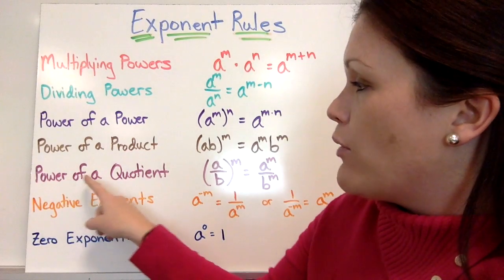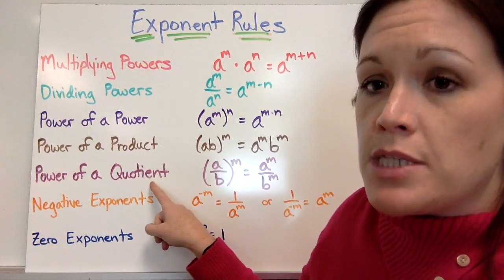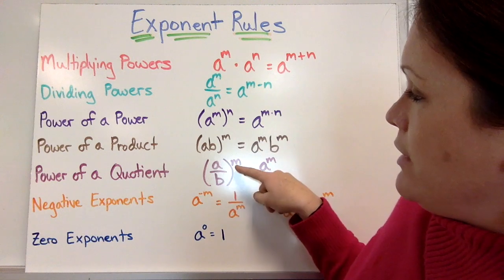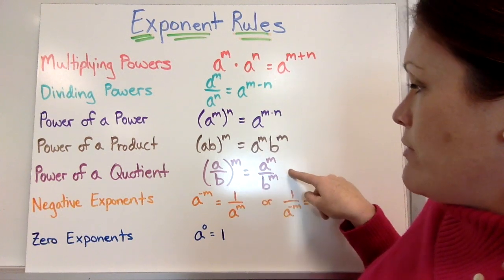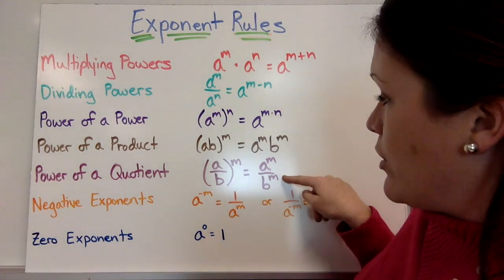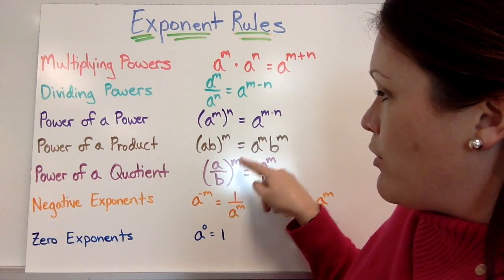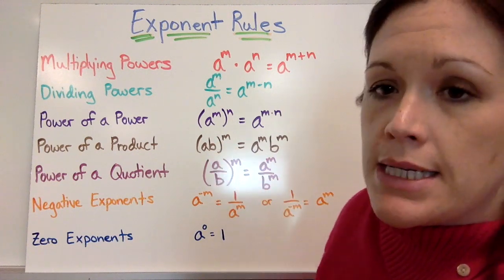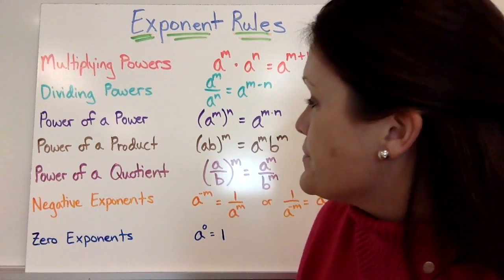Then we have power of a quotient. So quotient means we're dividing something. So here we have a divided by b to the m power. So that's equivalent to a to the m power divided by b to the m power, because each one gets a power of m. So you want to remember anything in the parentheses needs to have that power.